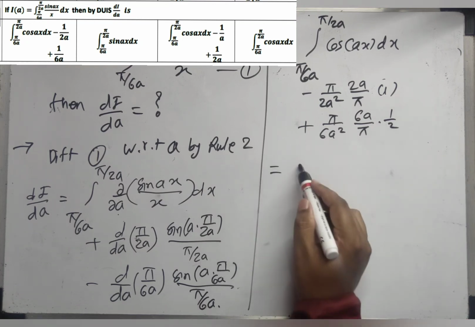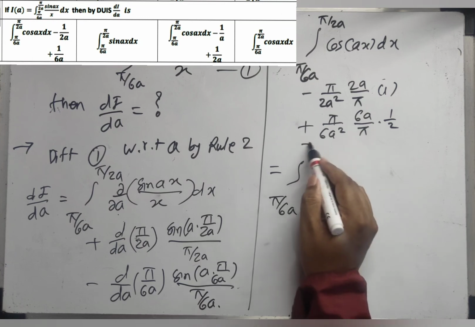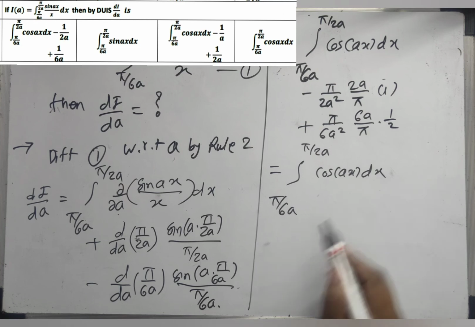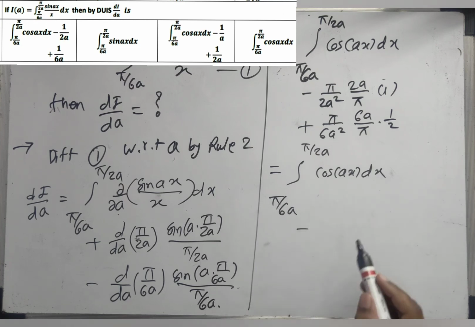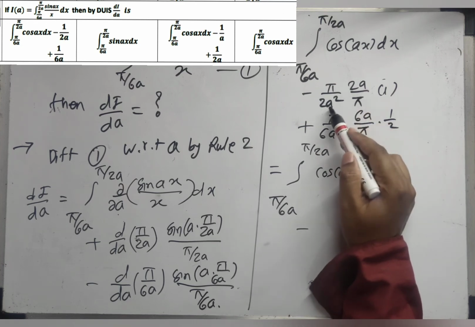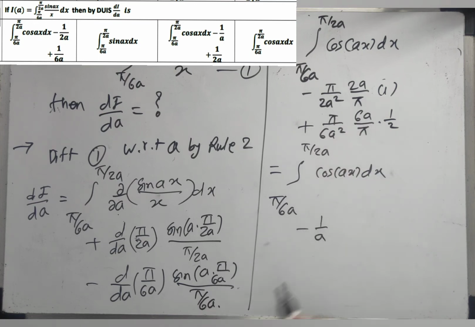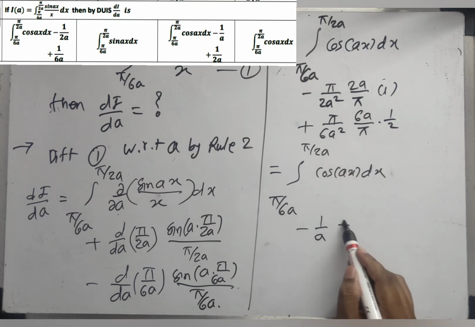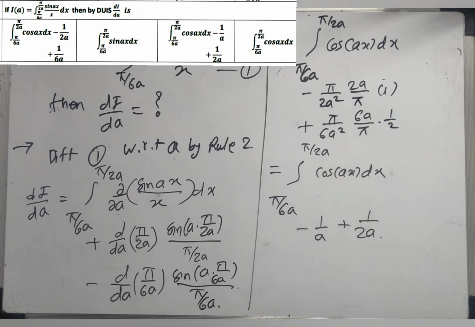Just simplify it. Last step, integration from pi by 6A to pi by 2A of cos(ax) dx, this we will put as it is as per the options. Then minus, this 2 cancels, A cancels, pi cancels, so what remains is only minus 1 upon A. Here pi cancels, 6 cancels, A cancels, so what remains is plus 1 upon 2A. So what is the option? Integration from pi by 6A to pi by 2A of cos(ax) dx plus minus 1 upon A plus 1 upon 2A. So the option is option C.